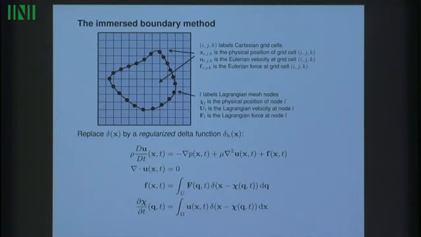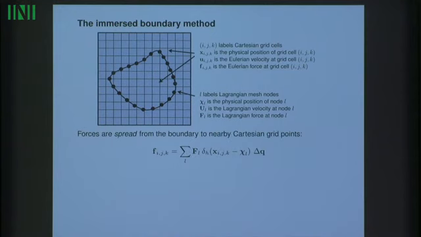So if we start from this delta function formulation, we get the classical immersed boundary method. In the classical immersed boundary method, we replace the singular delta function with a regularized version of the delta function. There are a lot of different recipes for constructing delta functions. I'll show you one in just a minute.